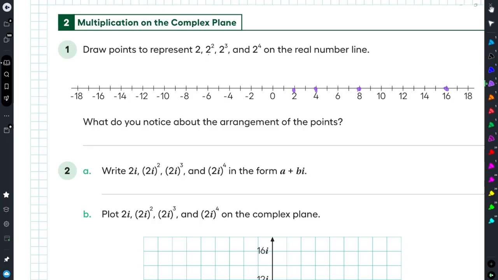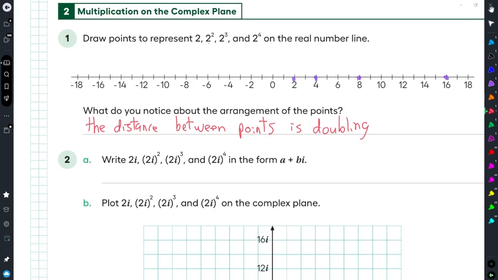So what do you know about the arrangements of these points? The space between them is doubling each time. There are 2 numbers between 2 and 4, 4 numbers between 4 and 8, and 8 numbers between 8 and 16, so the distance between the points is doubling.